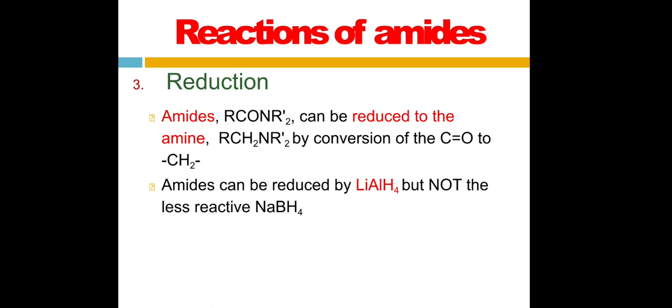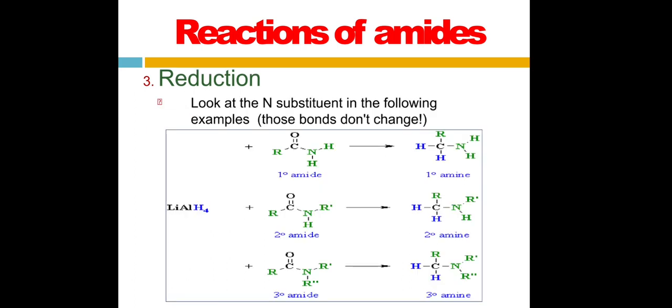Third is reduction. Amides can be reduced to amines by conversion of C=O to CH2. Amides can be reduced by lithium aluminum hydride but not by the less reactive sodium borohydride. Look at the N substituent in the following examples. Those bonds don't change. Here we can see lithium aluminum hydride reacting with the 3 amides, and we can observe that the C=O atoms change to CH2.